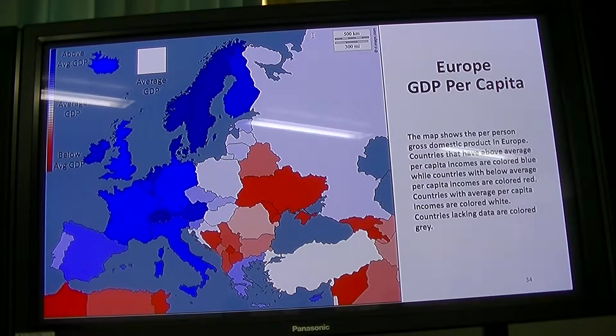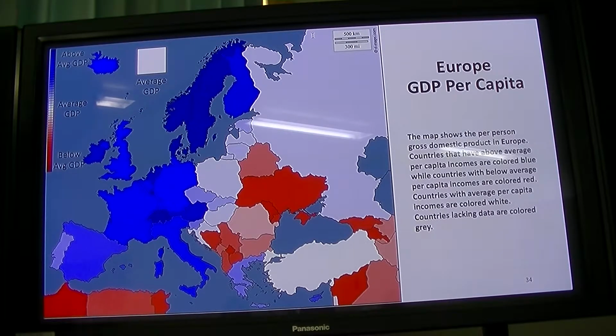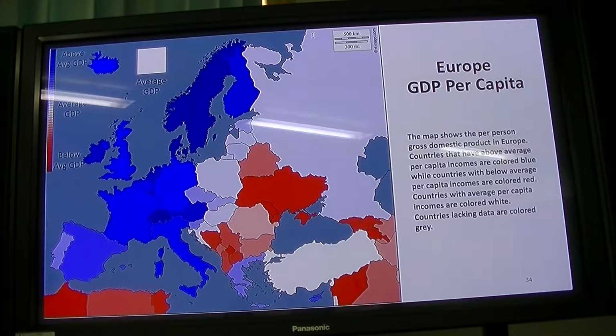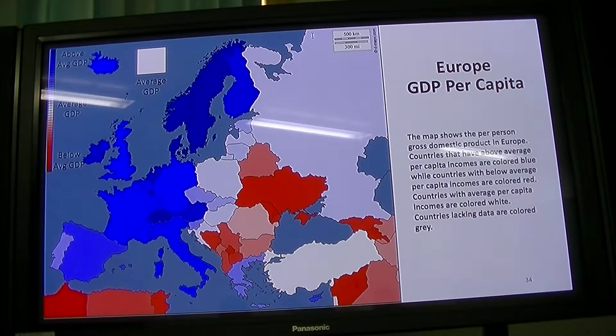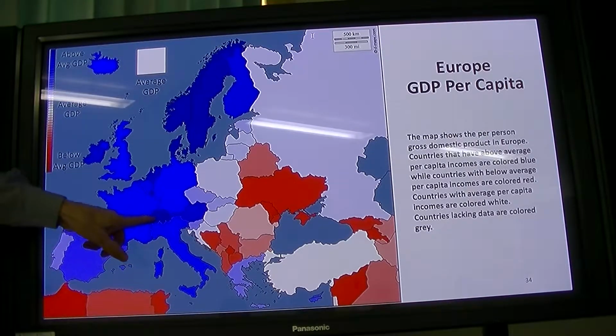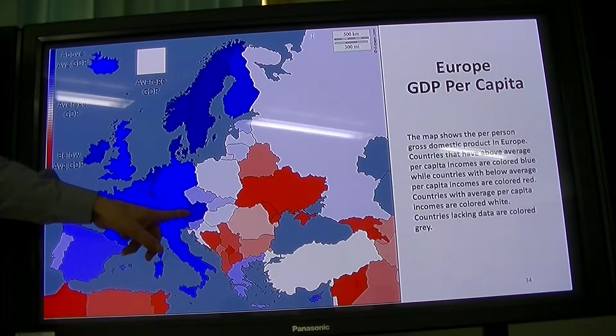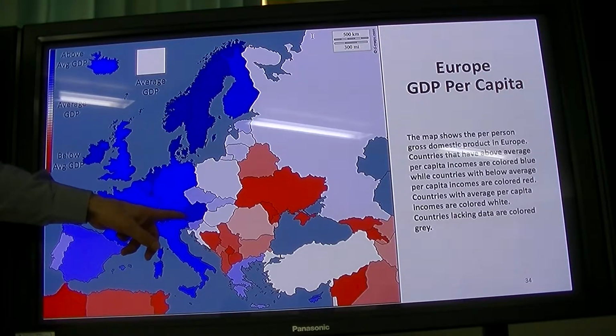There's Denmark, a very wealthy country, with fewer natural resources, but a lot of trade and manufactured products, particularly food processing, which is an important industry in that country. There's Switzerland, a very wealthy country. It's Austria.